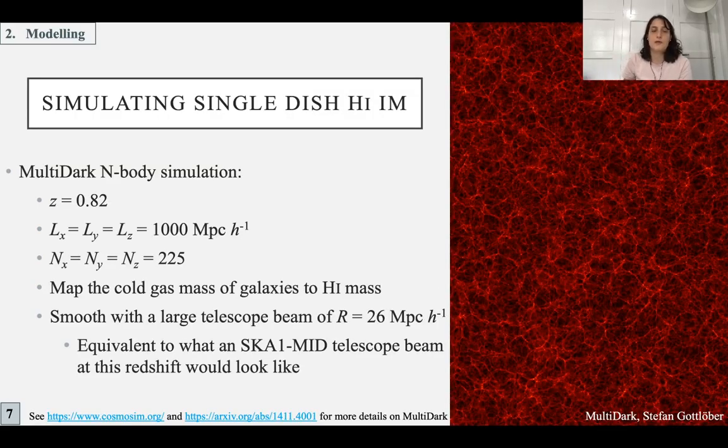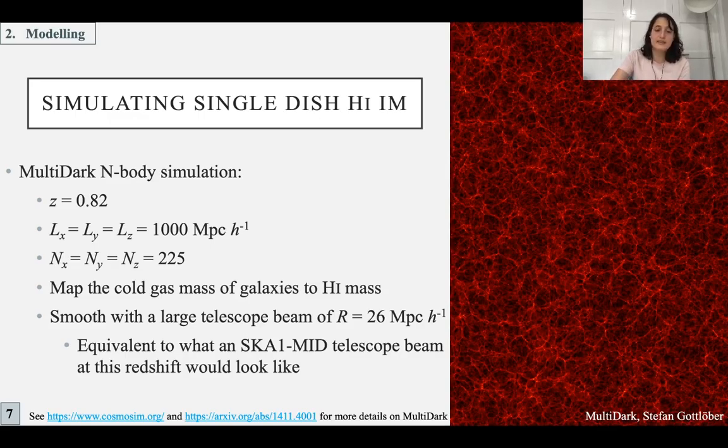Let's also talk about how we can simulate single-dish HI intensity mapping. So first, we take an n-body simulation. So we use the MultiDark simulation at a redshift of z equals 0.82 with a box with sides of 1 gigaparsec per side.